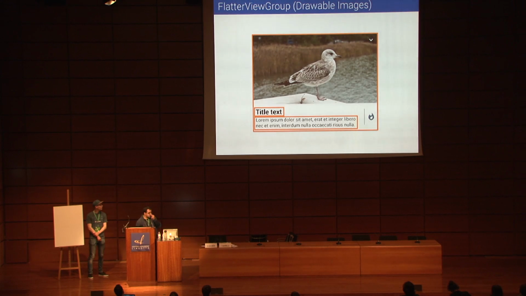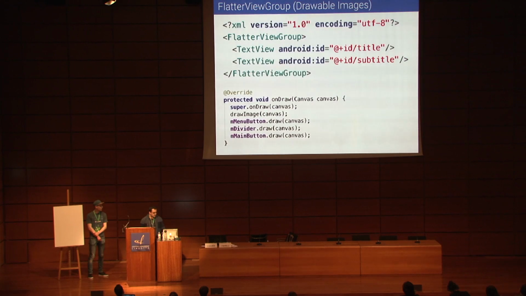So when we switch our image views for drawables, when we look at the view, this is what we have now. We have one view that is a view group at the bottom that contains all the drawables, and then we have two text views that are still views on their own, and they have their own display list and so on. And this is how the XML might look, and this is what the onDraw of the view looks like.